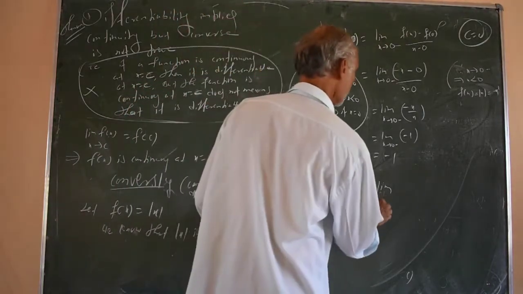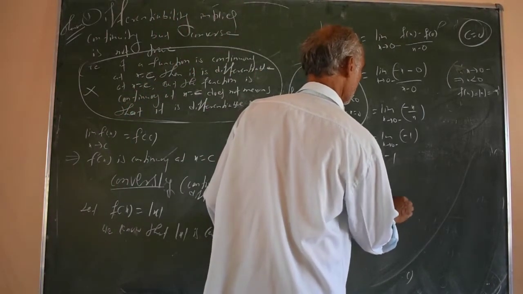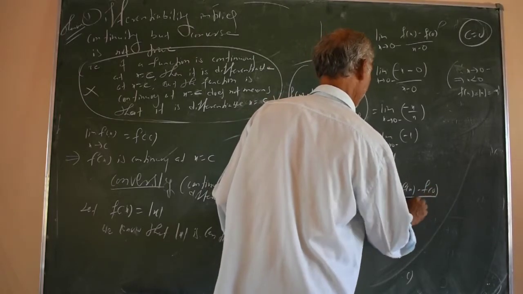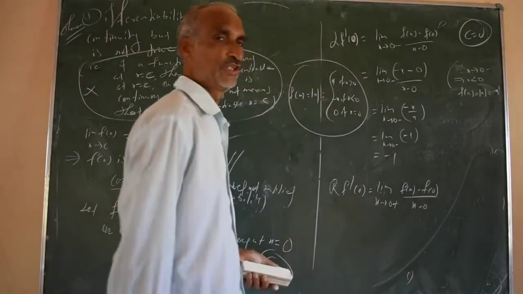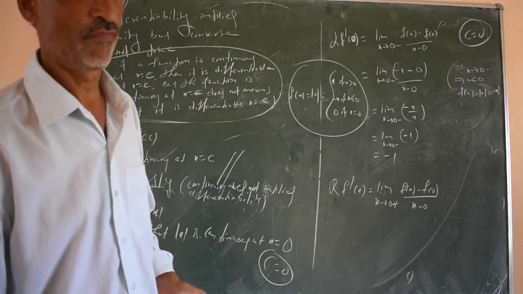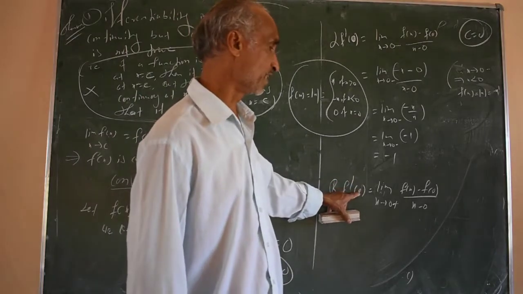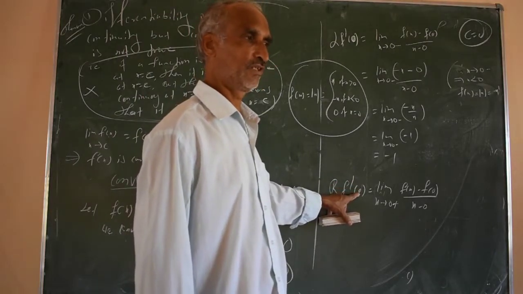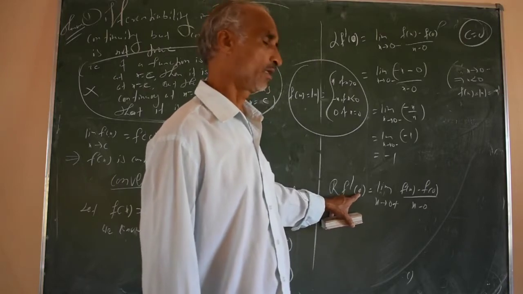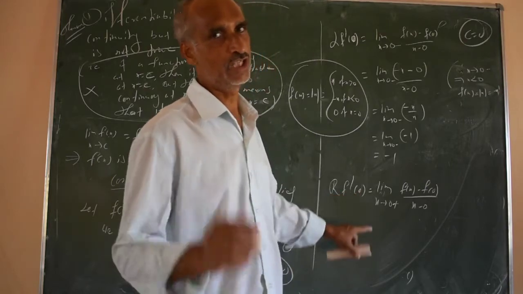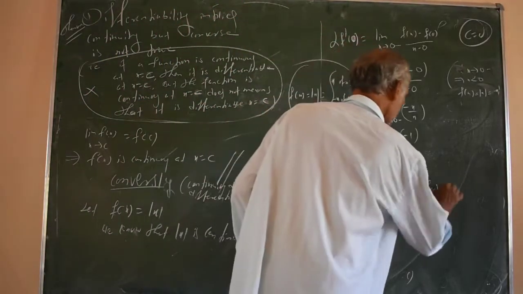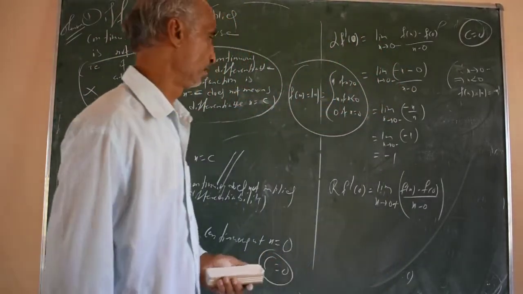Limit x tends to 0 plus, f of x minus f of 0 upon x minus 0. Look at the formula for f dash of c, where c is taken as 0. C is one value of x; 0 is taken here. At 0 I have discussed the continuity.